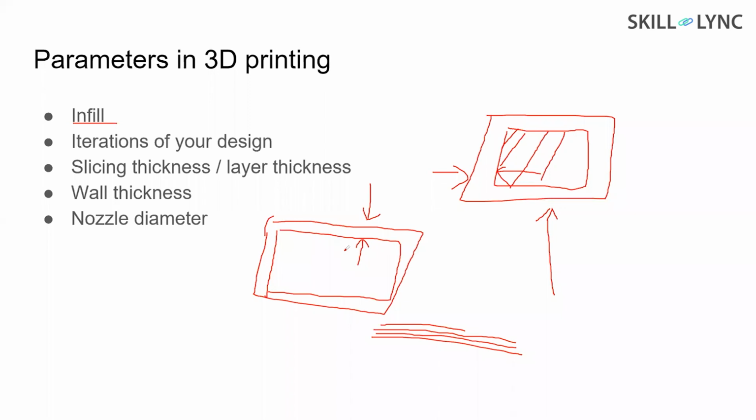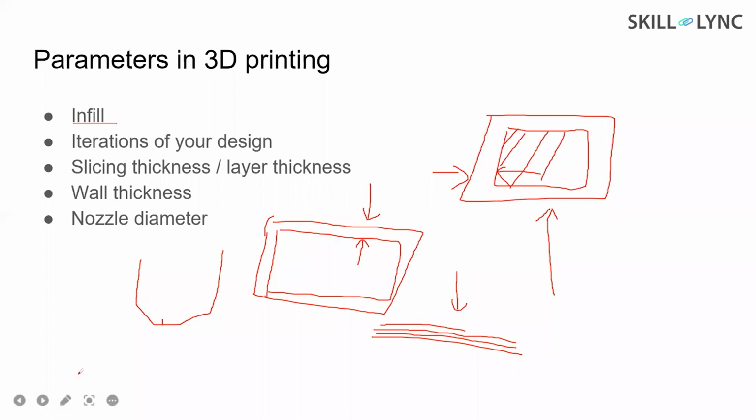And next we have the nozzle diameter, right? When we talk about this nozzle diameter, when you have a very small diameter nozzle, it will give a very fine layer thickness. And when you have a very big nozzle, it will give a larger layer thickness. So how it affects the resolution of the model, that comes into play in this case.